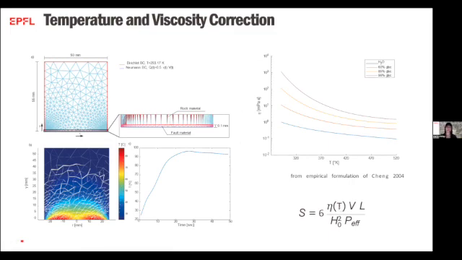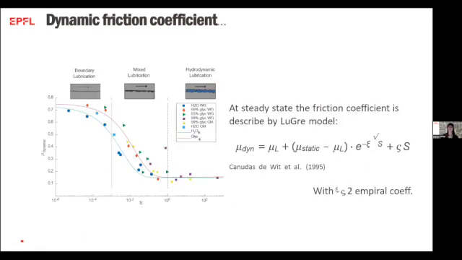And what we did is we built a small model to compute the temperature on the full plane, and then, following the empirical formulation of Cheng 2004, we correct the viscosity by the temperature. So like this, we have a viscosity that is calculated with the temperature on the full plane, even if we have shear heating. So these are the results.